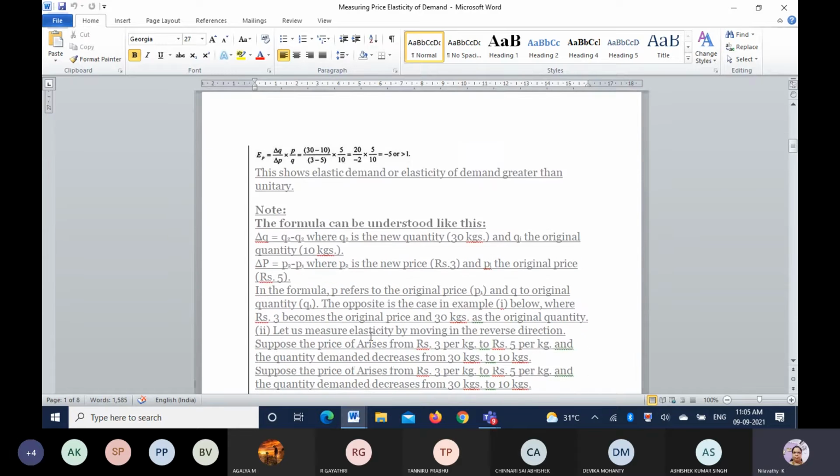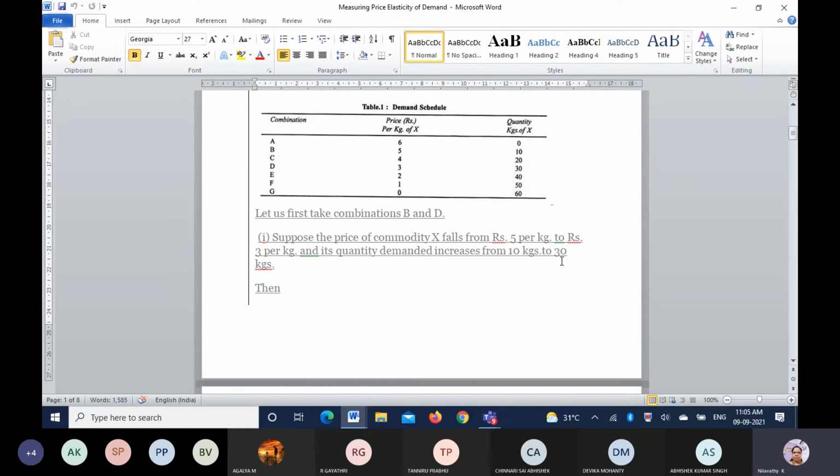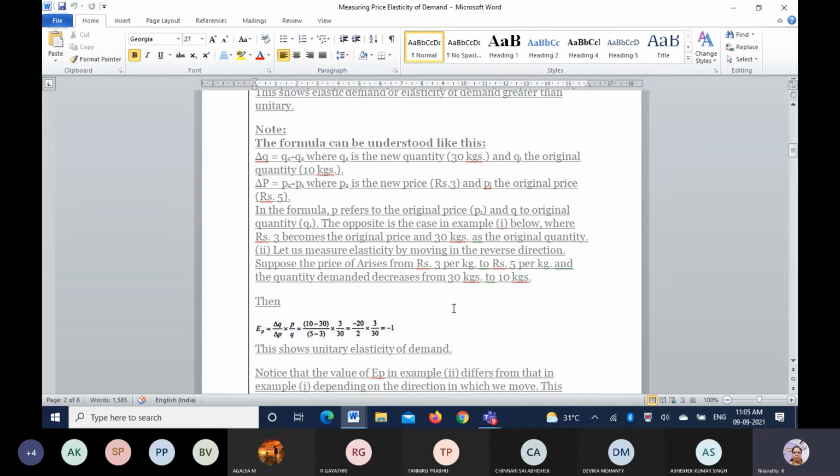If you take the same thing in inverse order, from 3 to 5, like increasing, or when the demand is decreasing from 30 to 10, inversely, if you make the calculation, you will not get the same value. So the elasticity value will be different here. In some cases, if you have to calculate in both ways, it will give you two different answers, and from two different answers you will not be able to identify whether it is elastic or inelastic.